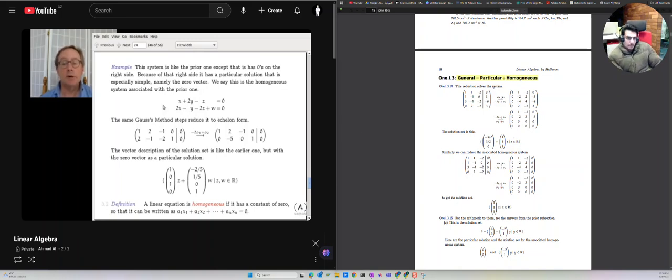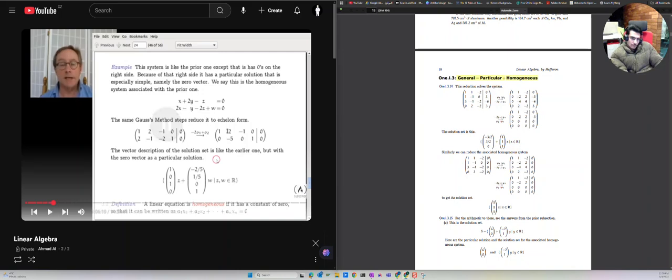It is the vector of zeros. Gauss's method goes through the exact same steps.